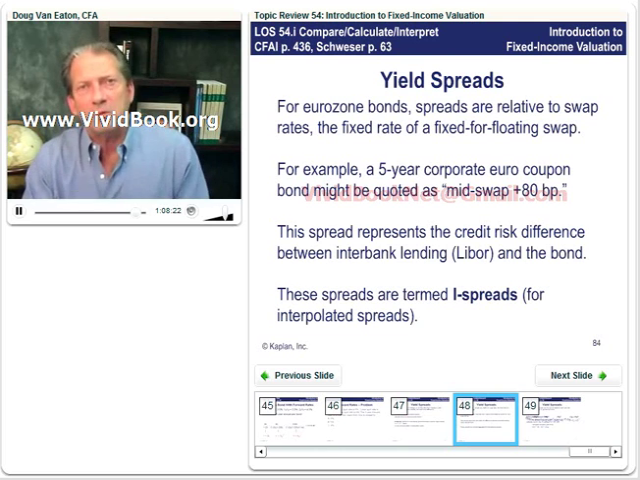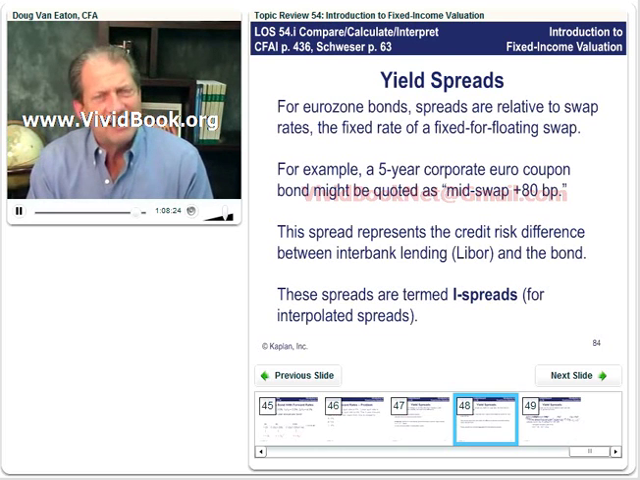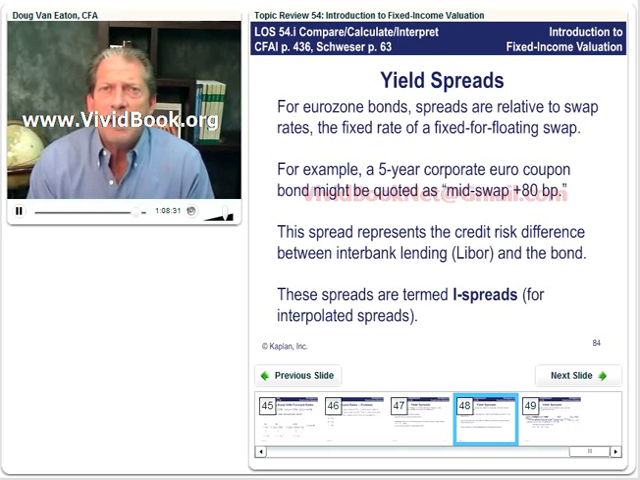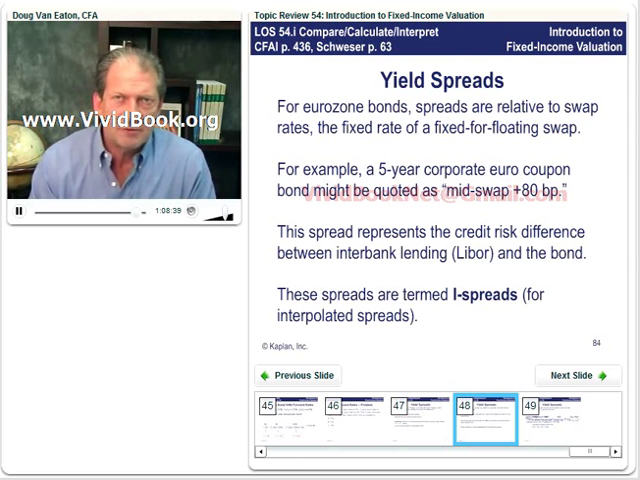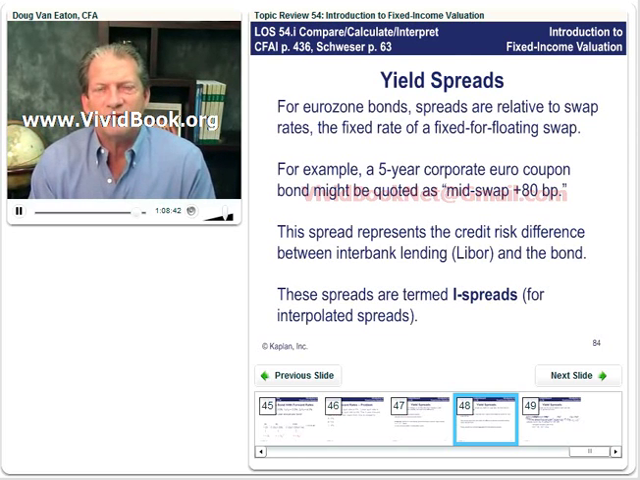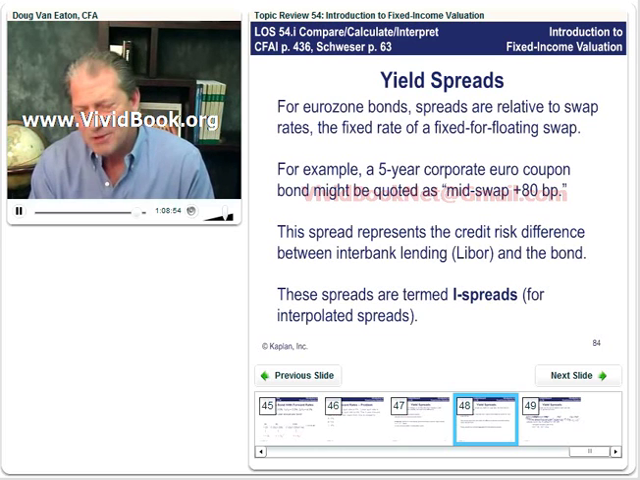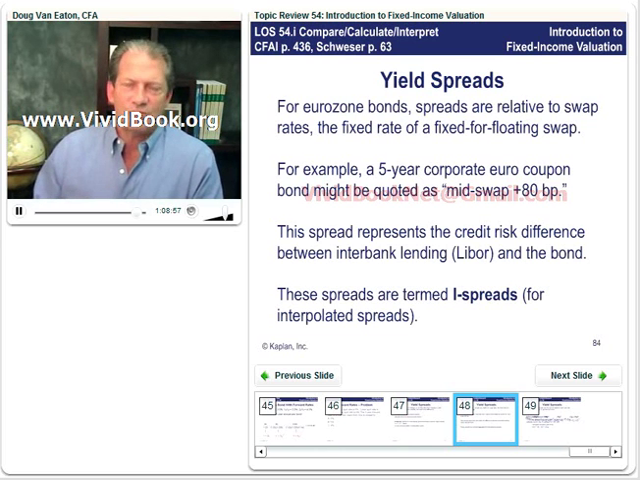Now, for Eurozone bonds denominated in euros, it doesn't make a lot of sense to give their spreads relative to U.S. Treasury bills denominated in dollars. So yield spreads are going to be relative to swap rates, the fixed rate in a fixed for floating swap. Now, we haven't gotten to derivatives yet, but this idea of a swap rate, just tuck it away for now, and we'll get soon enough to what a fixed for floating swap is. But it's a reference rate.